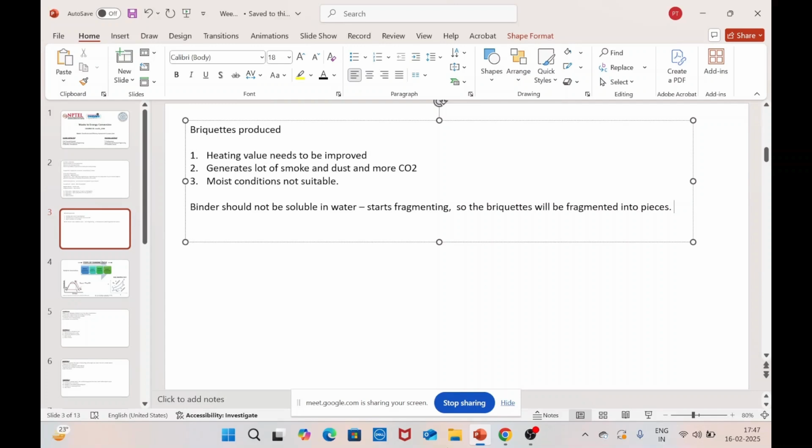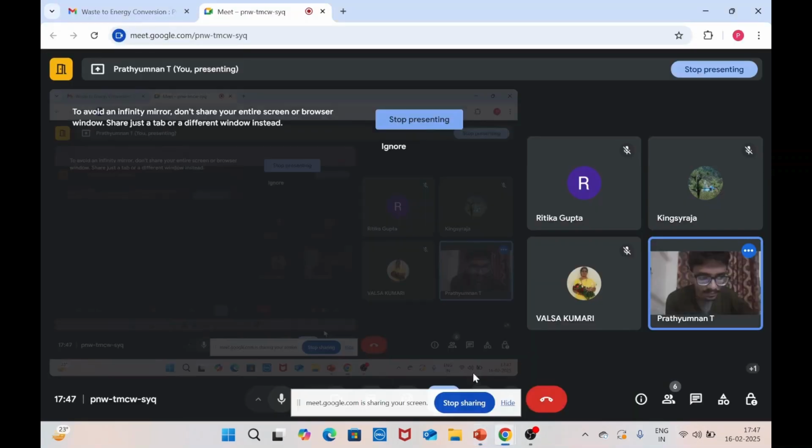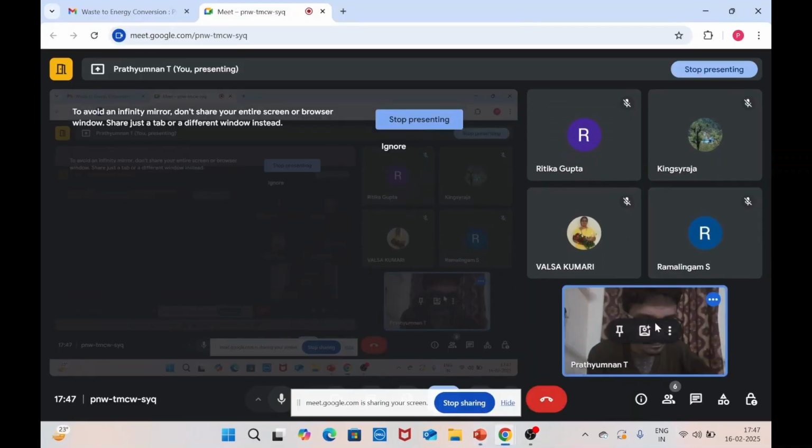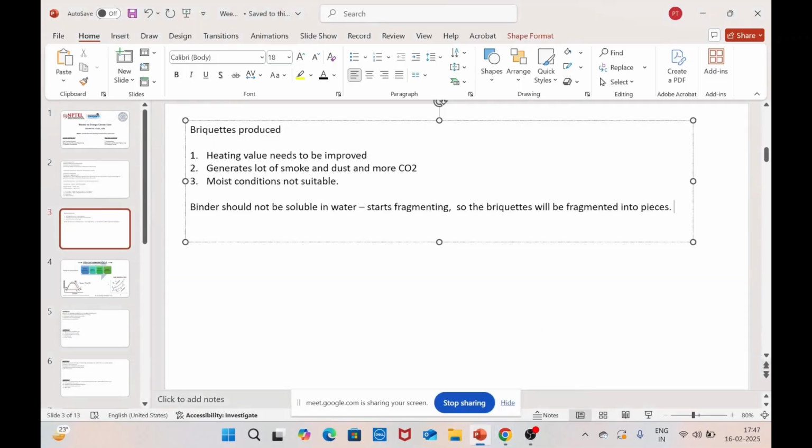Yes, any questions? I hope everybody gets an understanding of why moist condition is not suitable for briquettes. Again, this information is mentioned in the lecture, so if you go through the lecture very carefully, you will be able to find this information.